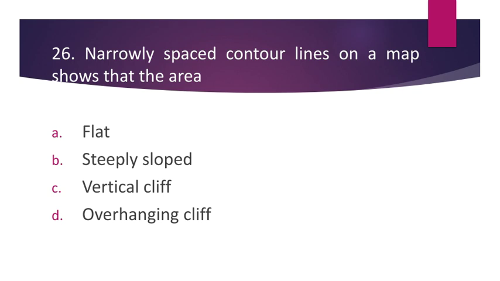Question number 26. Narrowly spaced contour lines on a map show that the area is: options A flat, B steeply sloped, C vertical cliff, D overhanging cliff. Narrowly spaced contours show a steeply sloped area. Option B is the correct answer.